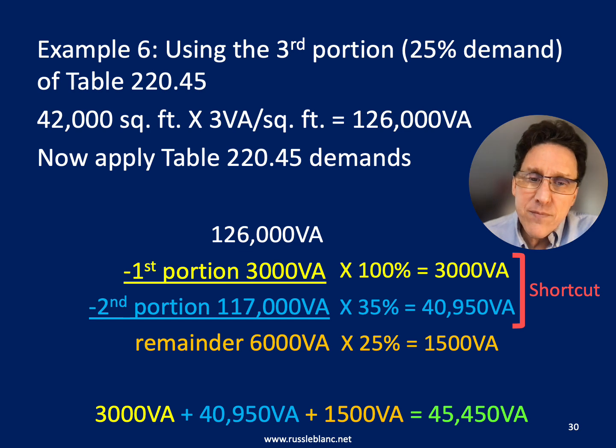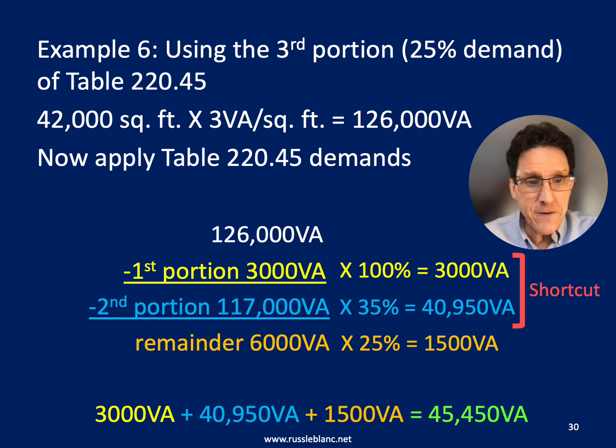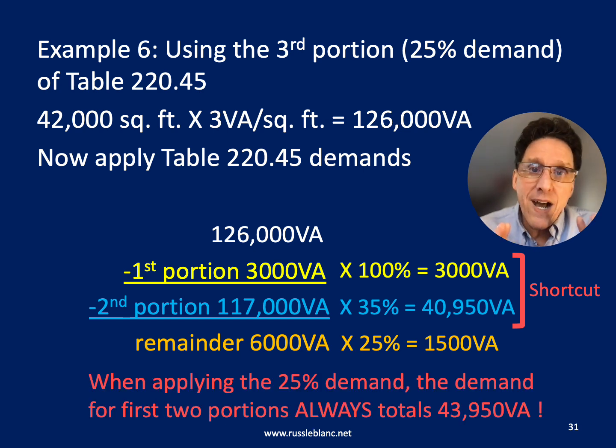If you look at that first and second portion, they're maxed out, right? So if we remember that, if the VA is over 120,000 before we apply the demands, the first and second portions are going to be maxed out. Well, those always total 43,950 once we apply the demand, right? So if we can keep that in mind, when applying that 25% demand, the demand for the first two portions is always going to total 43,950.